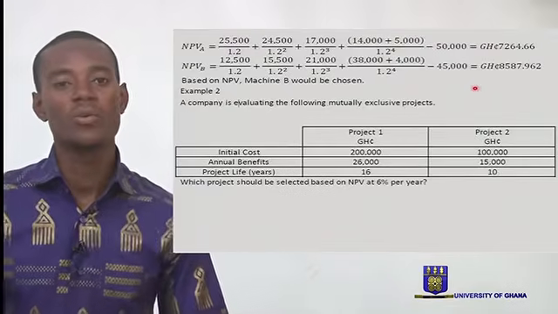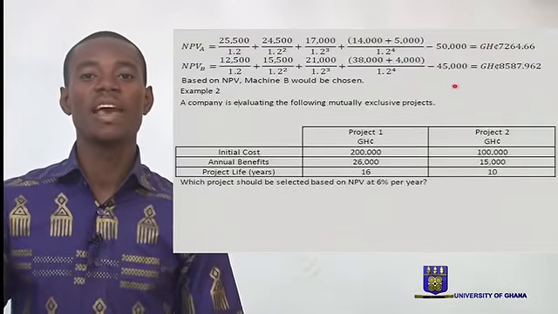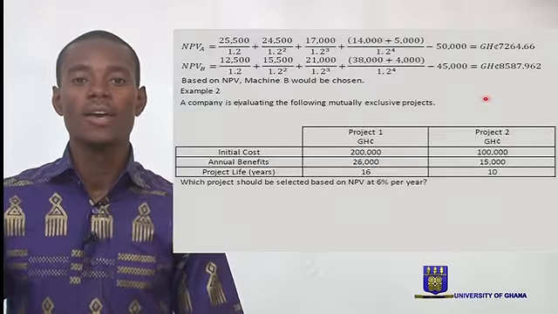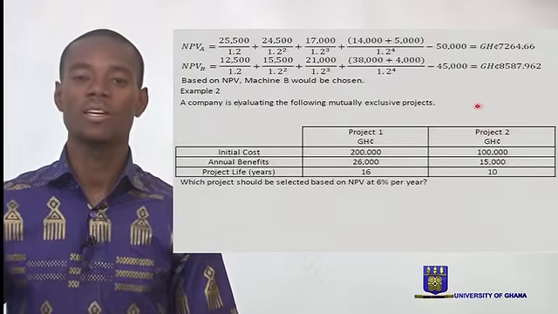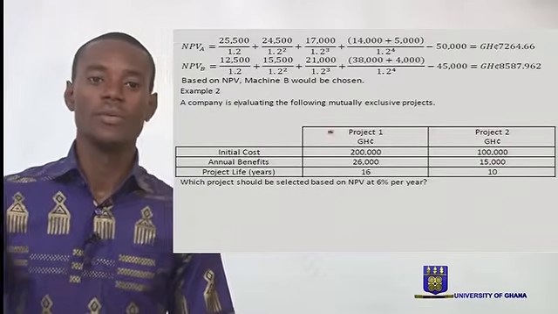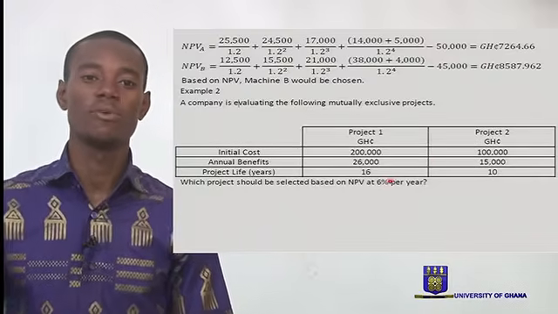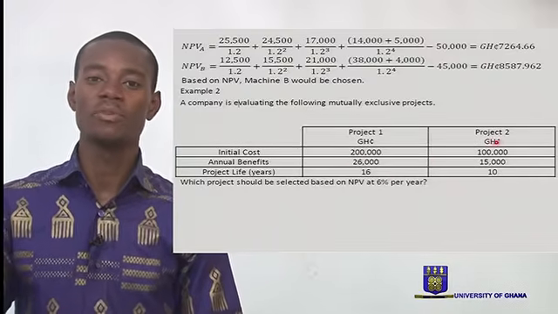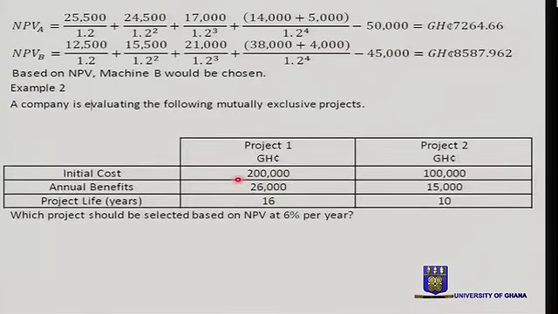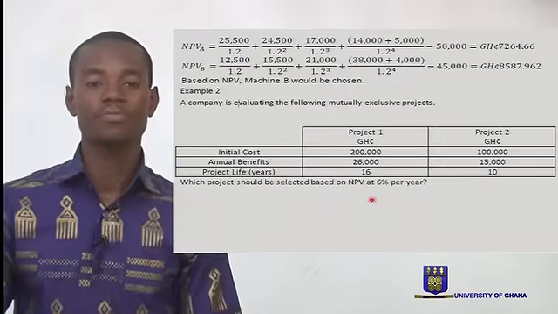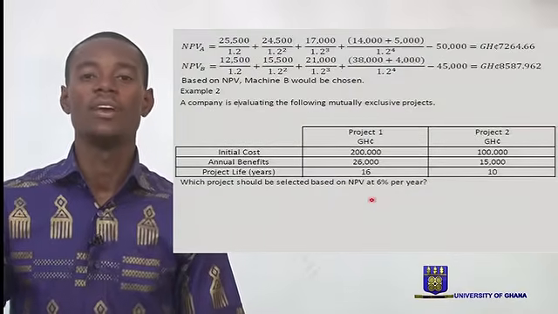Okay. Now, we can also apply this NPV approach for the case of some uniform cash flows. So now we also take the same example we solved before. I have my project 1 and project 2. Initial cost for project 1 is 200,000, 100,000 for project 2, 26,000 as annual benefits for project 1, and 15,000 for project 2, and then 16 and 10 years respectively. And then we also have the interest rate for the projects at 6%.